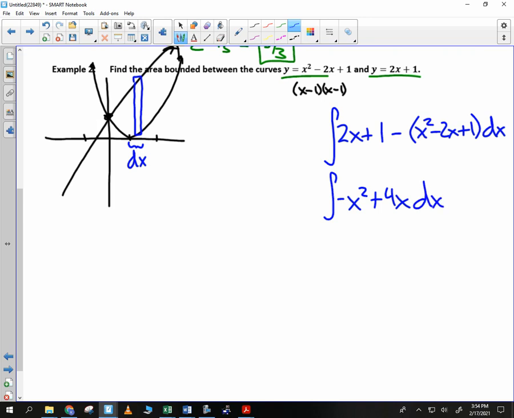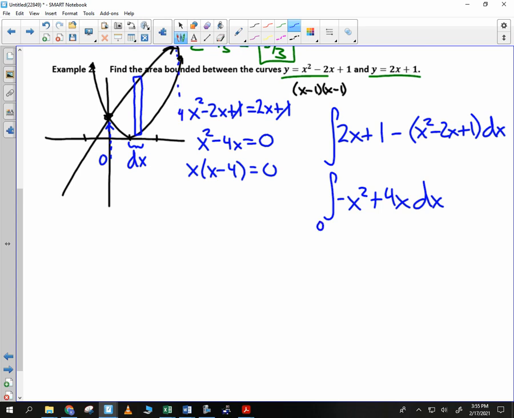Well, we don't really know our bounds till we find the intersection. The way we find the intersection between these two functions is we can simply set them equal to each other, and that will determine the intersection points. Notice that if we subtract the 1, the 1's go away. And if we subtract the 2x over, we get x squared minus 4x is equal to 0. Factor out the x, and it looks like the intersection point is at 0, which we knew, and then the other one up here is going to be at an x value of 4. So we bound this from 0 to 4.